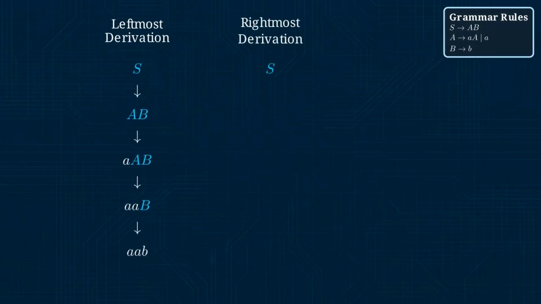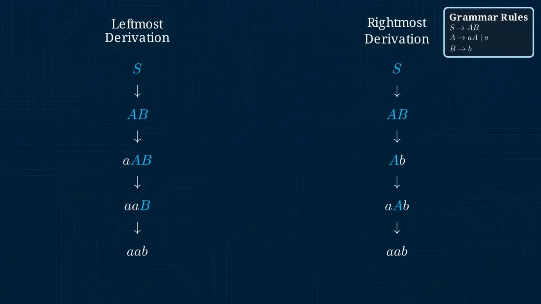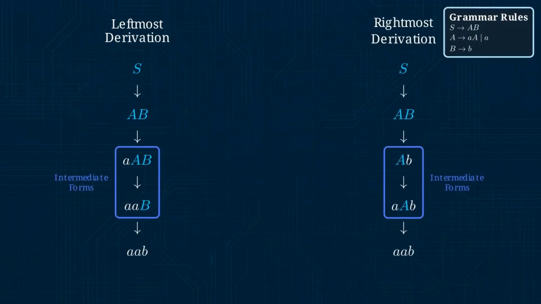Let's test the inverse logic. Pause the video here and try to generate that exact same string, but this time strictly target the rightmost non-terminal. Here is the correct path. Starting with AB, your rightmost non-terminal is B, so it expands to a lowercase b first. Next, you move left to the A, expand it to AA, and finally expand that remaining A to reach the same result, aab. Notice that both methods produce the identical final sentence, but the structural path taken to get there dictates the architectural design of the compiler reading the code.